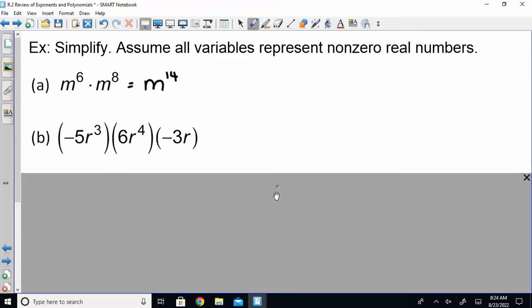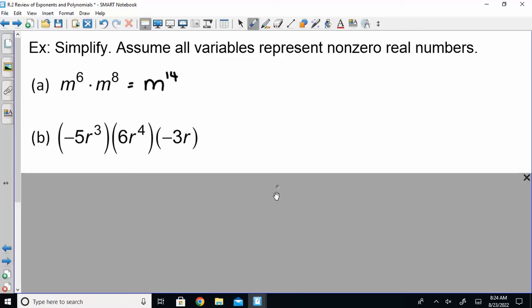You'll notice the directions. It's always going to say, assume the variables are non-zero real numbers. It really doesn't change anything. They're non-zero because some of the rules don't work if you have 0 to a power. You can't put 0 on the denominator and things like that. Don't let the directions confuse you. We're just doing our rules of exponents.